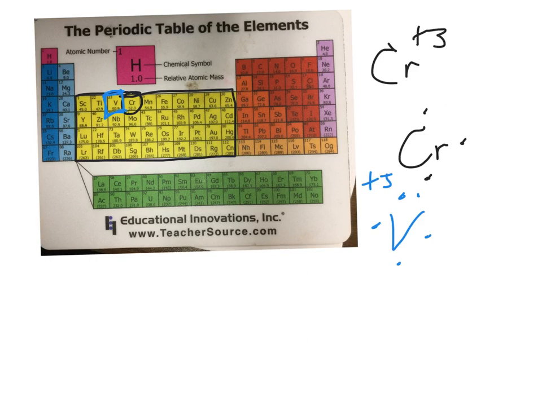Let's go back to something like aluminum. You have your S's, 1, 2, and then 3. So aluminum would have 1, 2, 3 valence electrons.